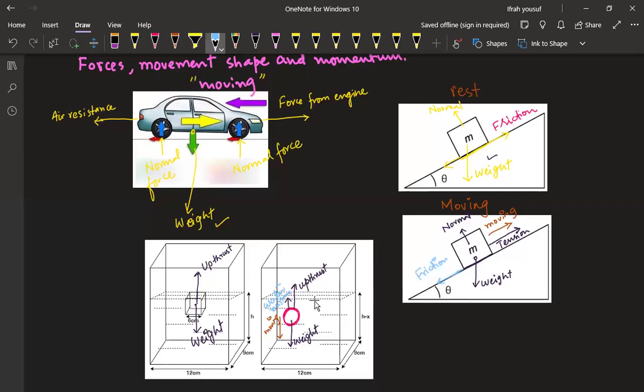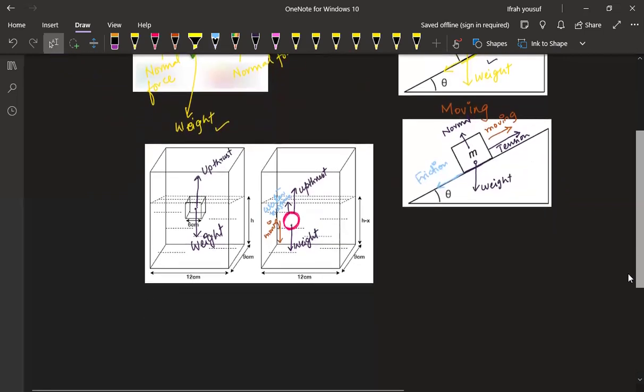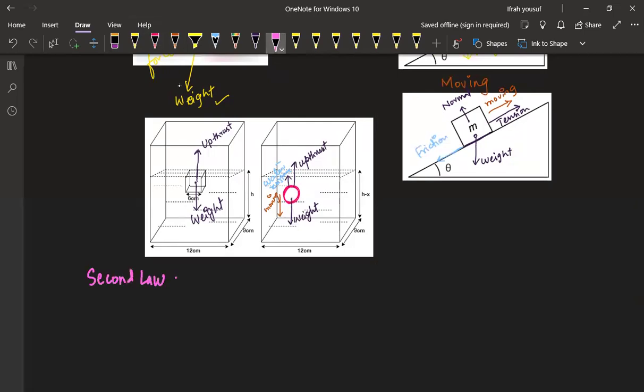Okay, so this is how we have understood the concept of forces, that forces are acting on different objects. Now we are going to talk about the laws of motion, Newton's laws of motion, that is, how an object behaves when an unbalanced force acts on it. We are going to talk about the second law of motion.